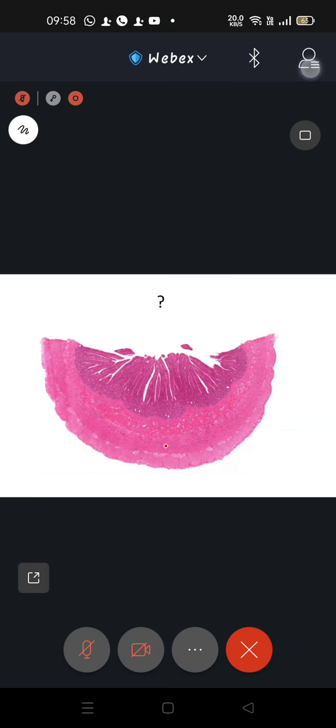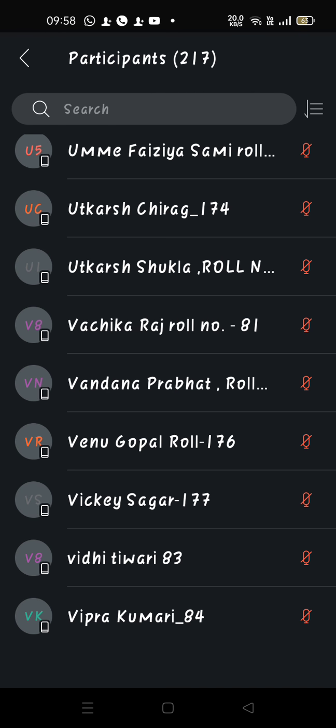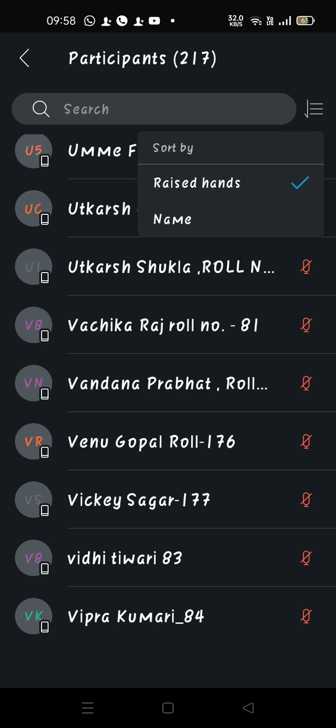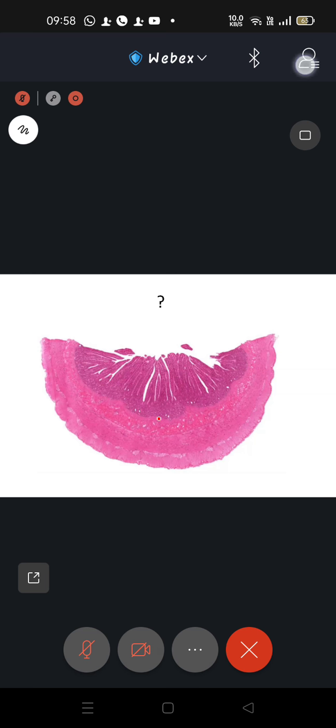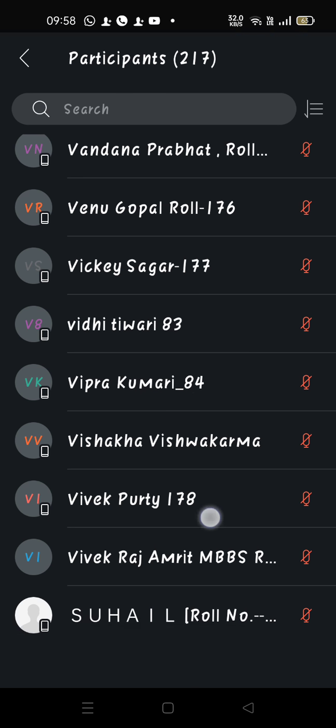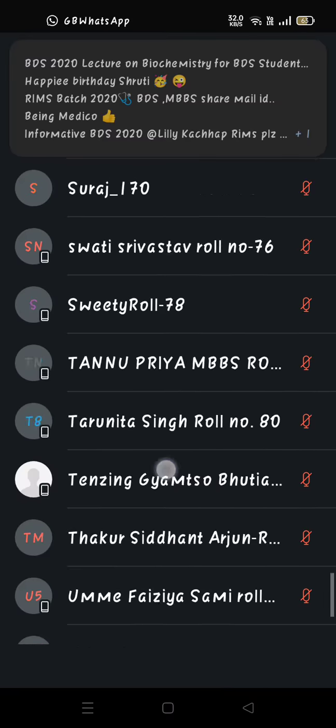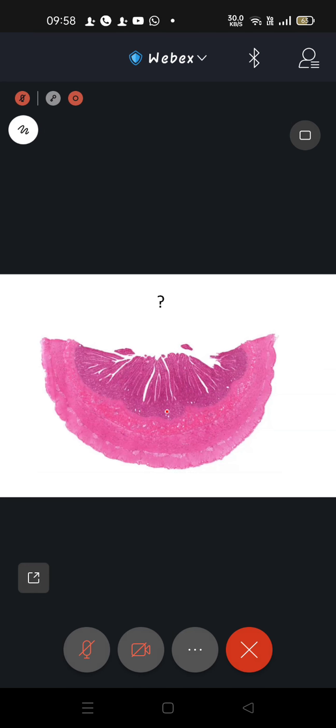What we can see here is that the villi are broader, and you can see here this portion of the submucosa having this Brunner's gland. So this is the slide of the duodenum.